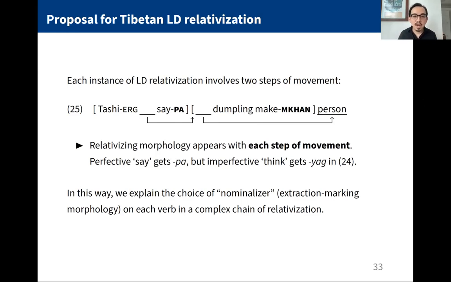And in this way, more generally, we can explain the choice of so-called nominalizer markers on these relative clauses, thinking of them as a kind of extraction marking morphology showing up on each verb in a complex chain of relativization.